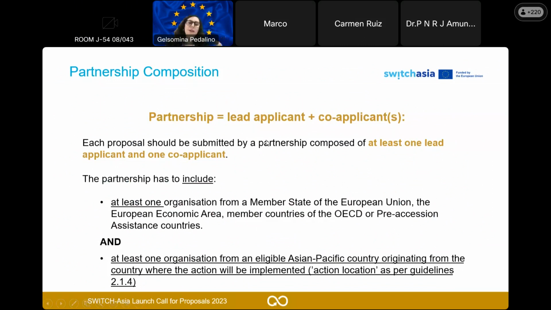The ideal partnership is composed by one lead applicant and one or more co-applicants. According to the eligibility criteria, the partnership should include at least one organization from a member state of the European Union, from the European Economic Area, from a member country of the OECD or a pre-accession assistance country, and of course at least one or more organizations established in an eligible ASEAN Pacific country, originating from the country where the action will be implemented. You have the list Guy already showed before, the list of the eligible countries.